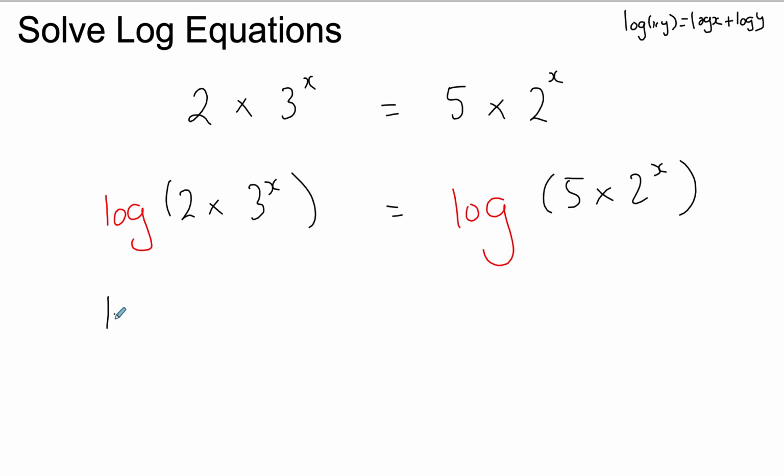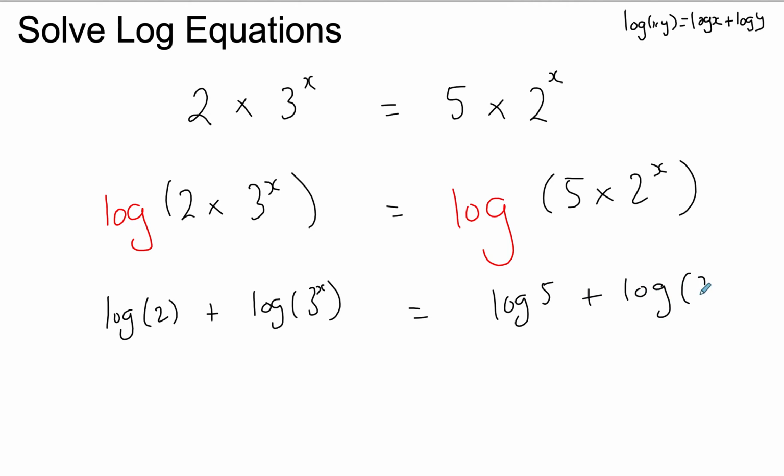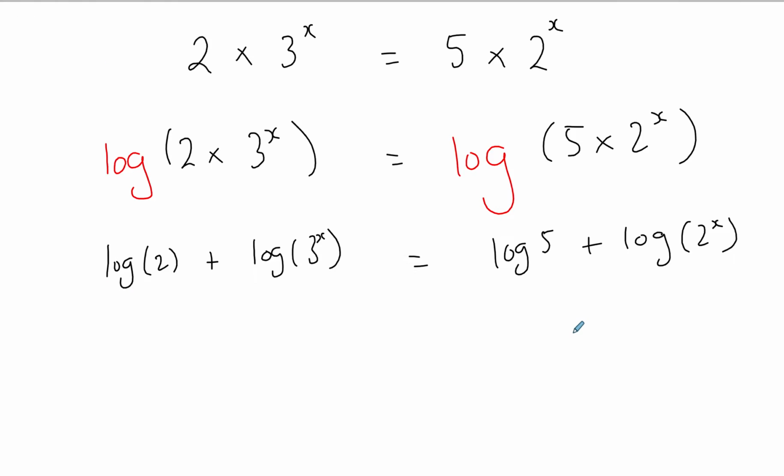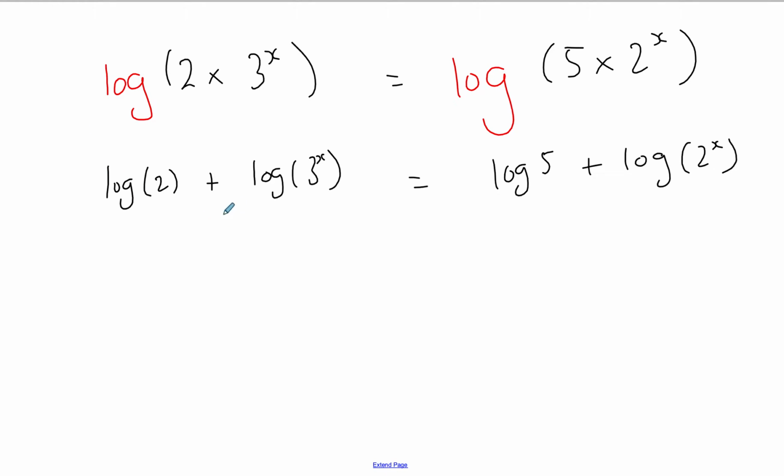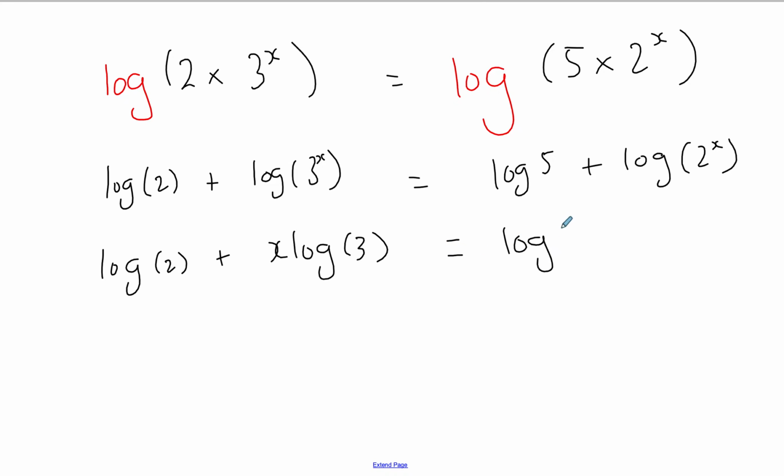So we have log of 2 plus log of 3 to the power of x equals log of 5 plus log of 2 to the power of x. And then again use another law of logarithms where the x becomes a coefficient. So we have log of 2 plus x log of 3 equals log of 5 plus x log of 2.